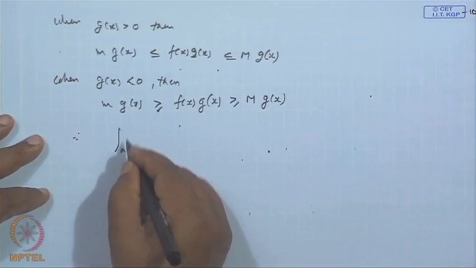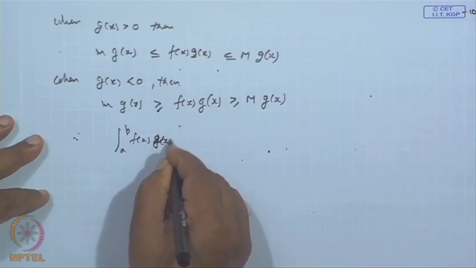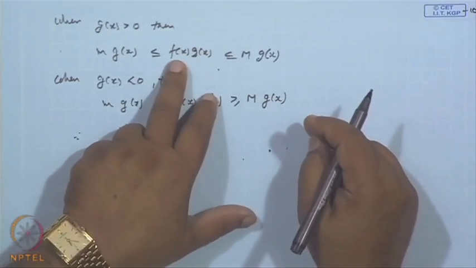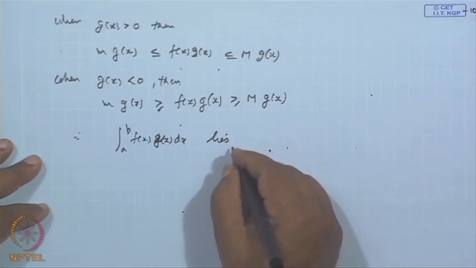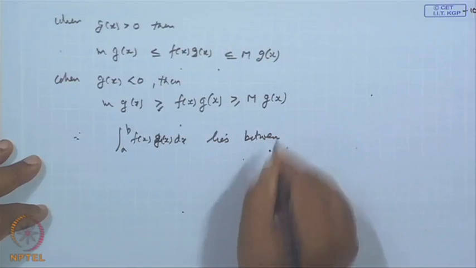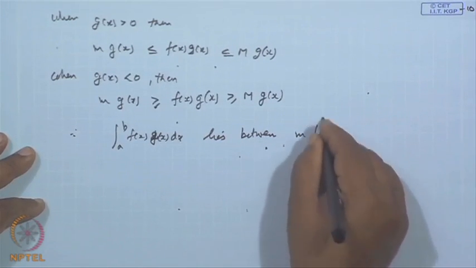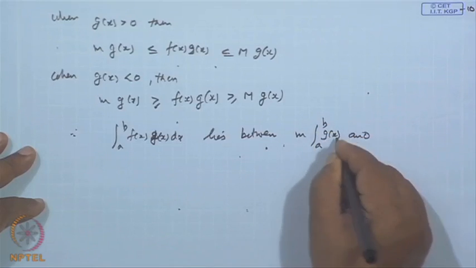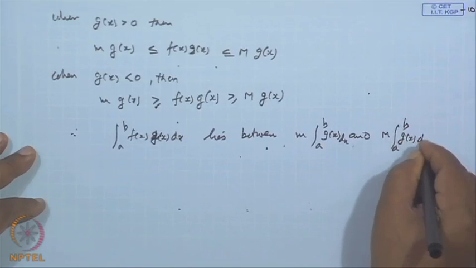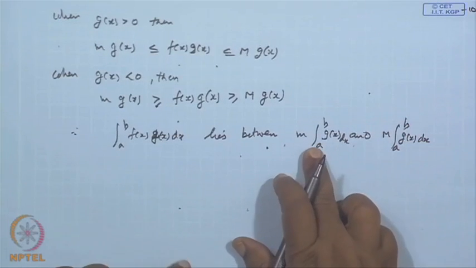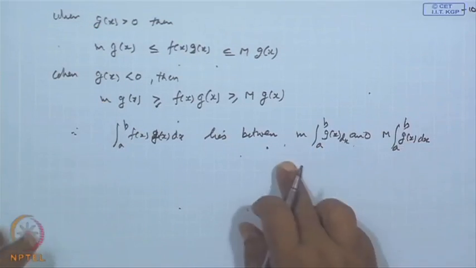Therefore, the integral a to b f x g x dx will lie between m times integral a to b g x dx, and capital M times integral a to b g x dx. Either this will be the lower bound when g is positive, or this will be the lower bound when it is negative. So, it lies between these two.